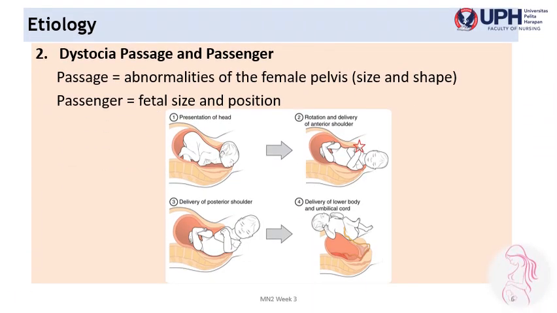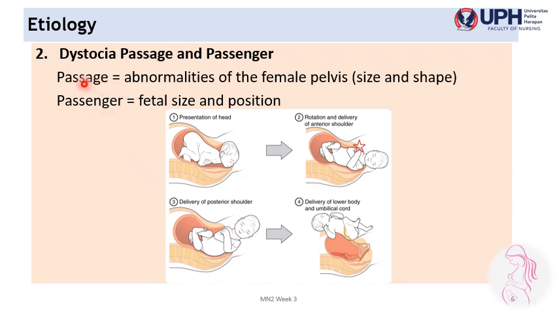Another etiology is the passage and the passenger. If we talk about the passage, it means the way, or the birth canal. The size and the shape of the female pelvis may have some abnormalities, so it cannot accommodate the baby to pass. So we then need to do some maneuvers to help during the labor process, or do an emergency C-section to save the baby and also save the mother.